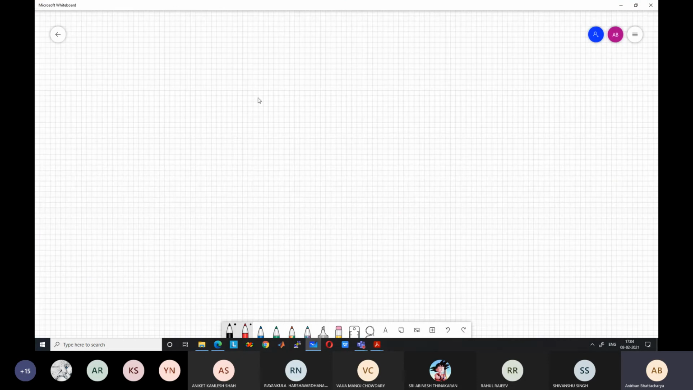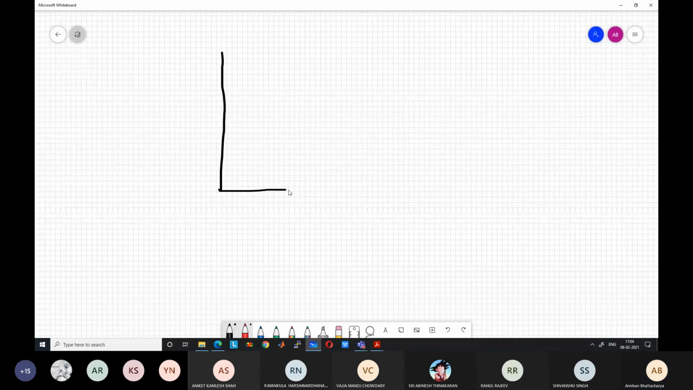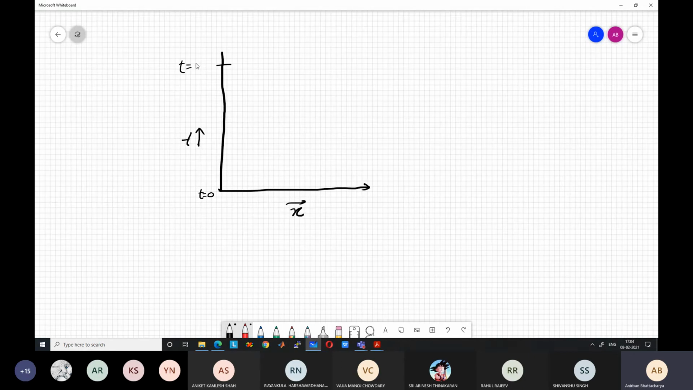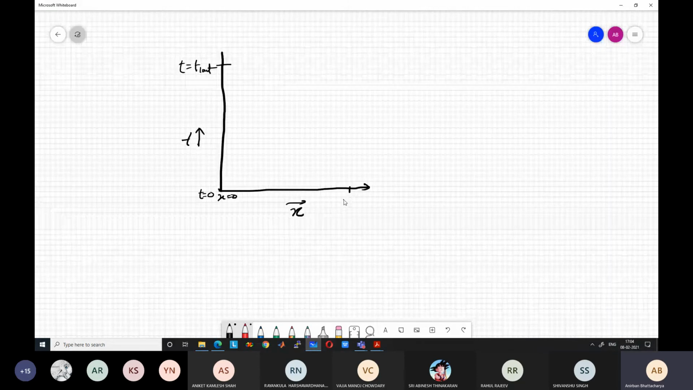So again, I have the Tx domain here. This is x, this is t, and say this is time t equal to 0, and this is time t equal to some value, say 200 seconds or whatever. This is also x equal to 0, the origin, and this is x equal to L. So our entire domain with respect to time and space is this one.